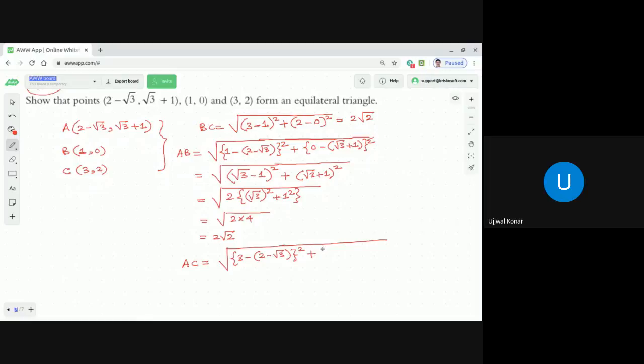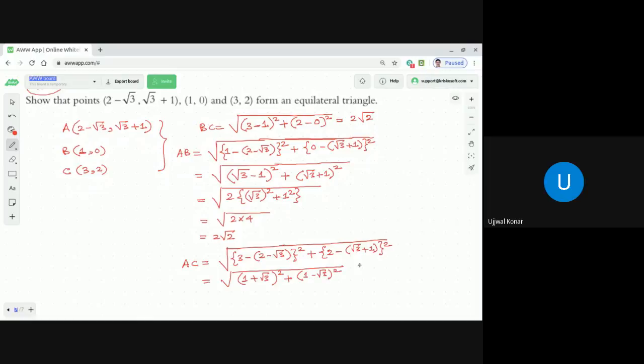Then what we get is that the y coordinate of the point C is 2 minus root 3, plus 1 whole square. So this is equal to what, dear students? 3 minus 2, minus of minus 2, 1, and minus of minus root 3 plus root 3. So it is 1 plus root 3 whole square. And here also we get 2 minus root 3, and here it is 1. So it is 1 minus root 3 whole square.